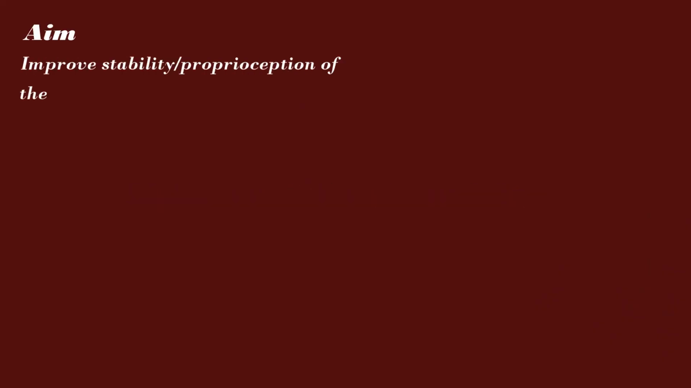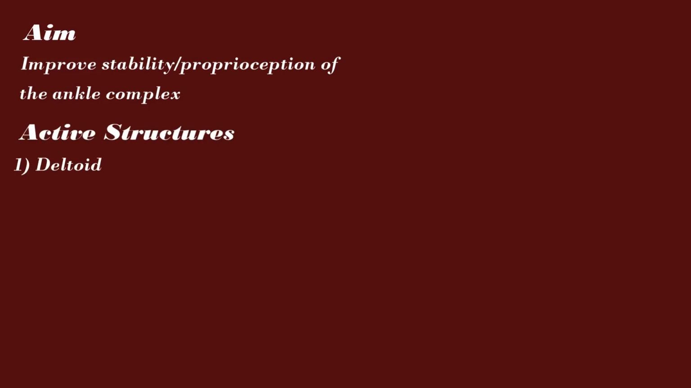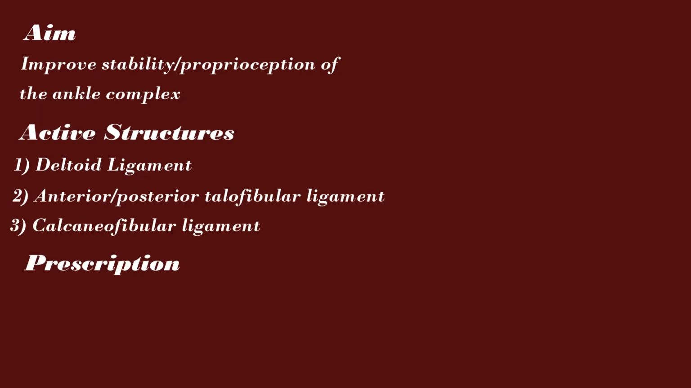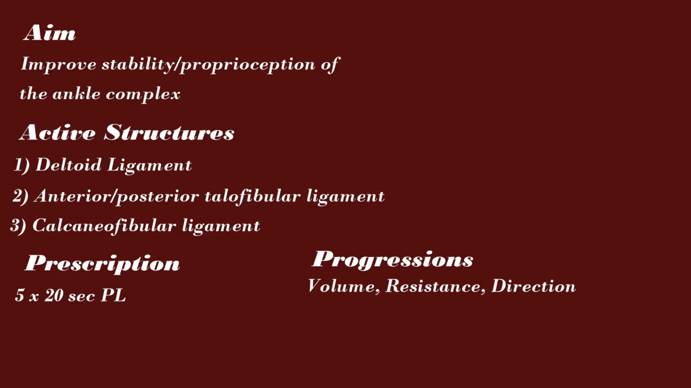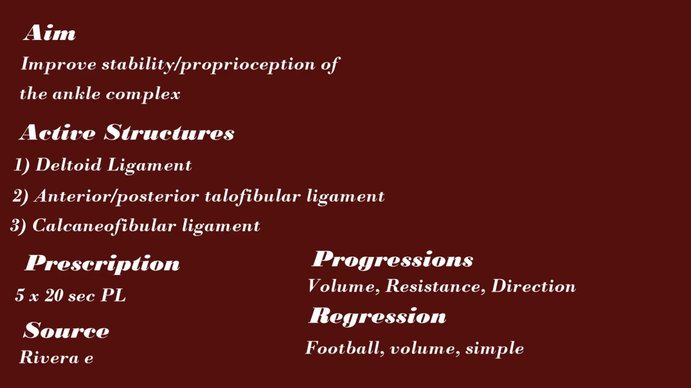The unilateral catch and pass. The aim of this exercise is to improve the stability and proprioception of the ankle. Active structures include the deltoid ligament, anterior and posterior talofibular ligament, and the calcaneofibular ligament. Prescription for this exercise is 5 sets of 20 seconds per leg, progressions including extra volume, resistance and the direction of the ball, and regressions including a football over a medicine ball, reduced volume and keeping the passing simple.